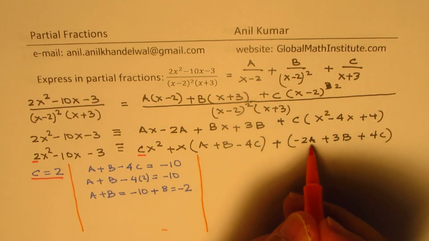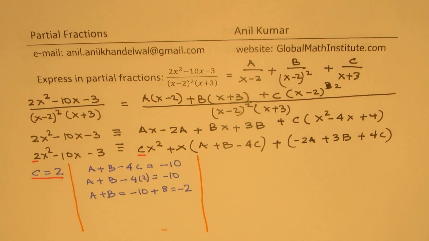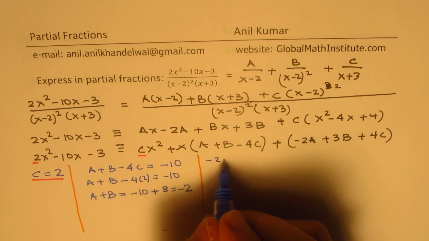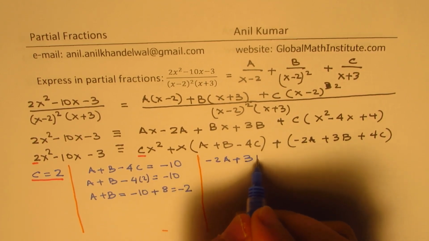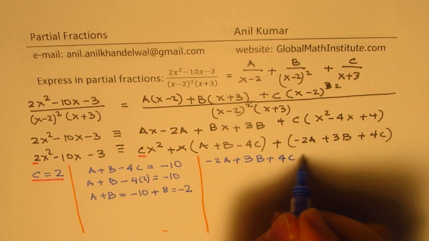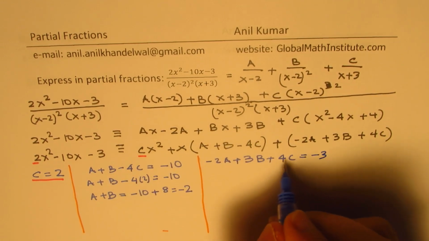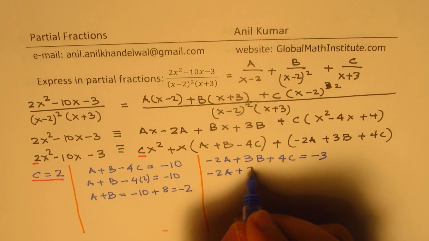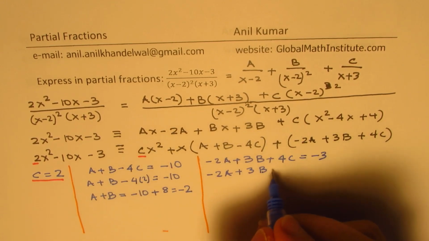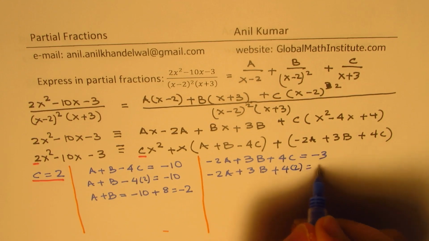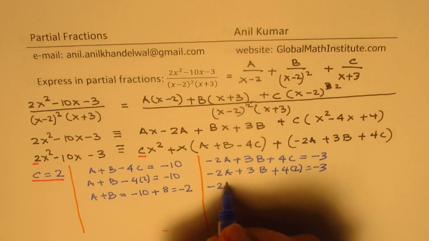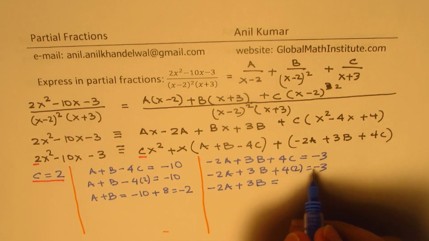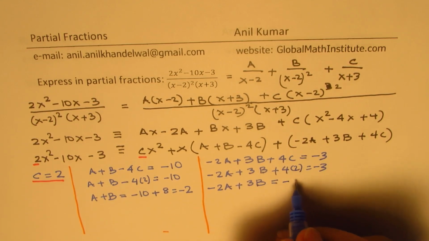Now, let us also compare the next coefficient, which is minus 2a plus 3b plus 4c is equal to minus 3. Now c is 2, so we can write this as minus 2a plus 3b, c is 2, so that means 4 times 2 equals minus 3, or minus 2a plus 3b is equal to minus 3 minus 8, right, which is minus 11.